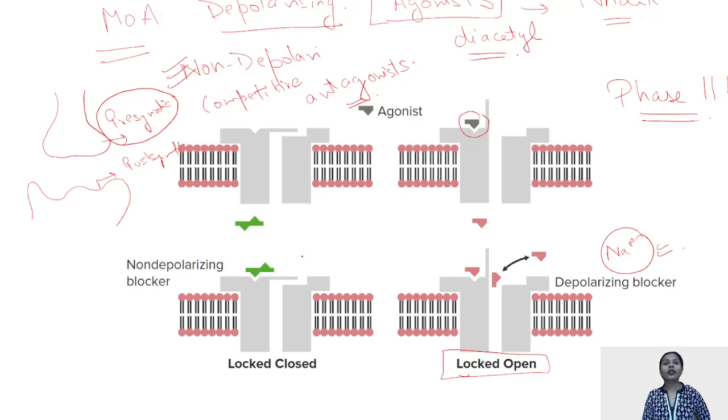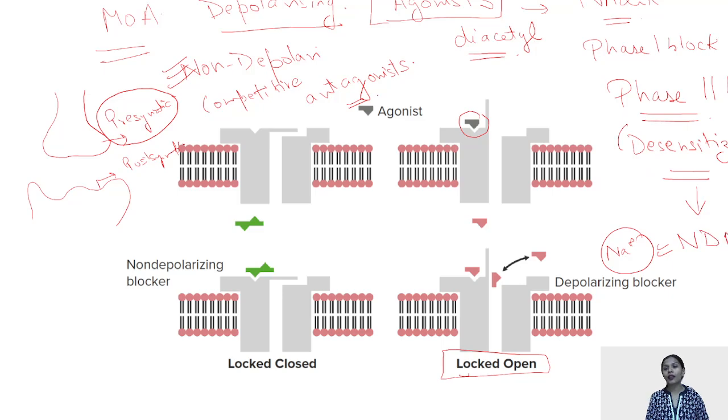Now, one more thing about the depolarizing muscle relaxant is the phase 2 block. I told you that depolarizing muscle relaxants have two types of blocks. One is the phase 1 block. The phase 1 block is nothing but the depolarization state, whereas the phase 2 block is known as the desensitization state, in which your receptors become desensitized and your depolarizing muscle relaxant now acts like a non-depolarizing muscle relaxant.